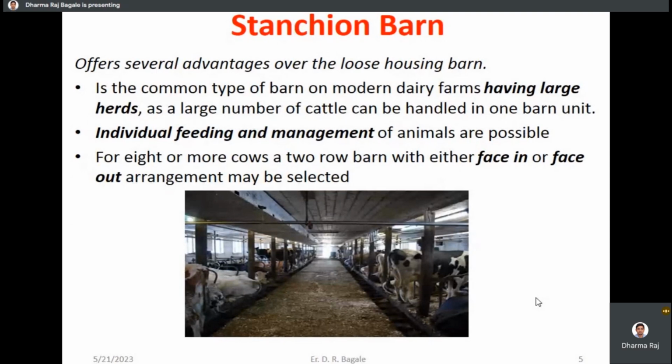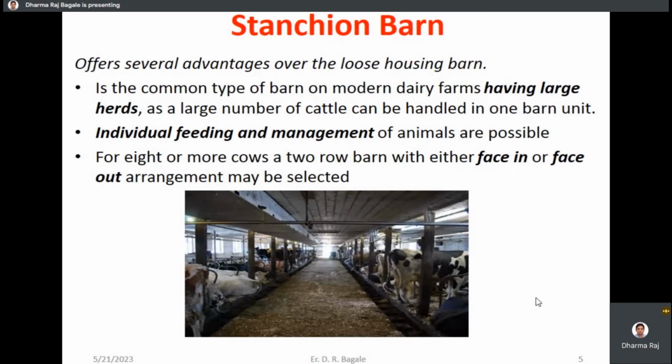Usually for sick animals and calves, we build a separate shed called a pen barn. For 8 or more cows, a two-row barn system is recommended. When we have up to 7 cows, you can house them in a single row. For more than 8 to 40 cows, we recommend that a two-row system will be beneficial.